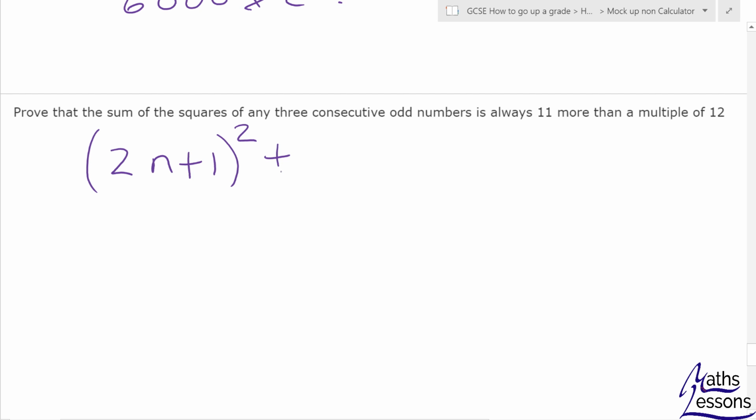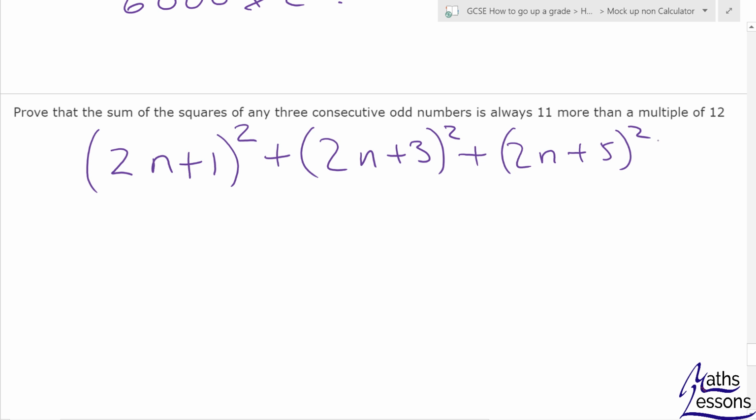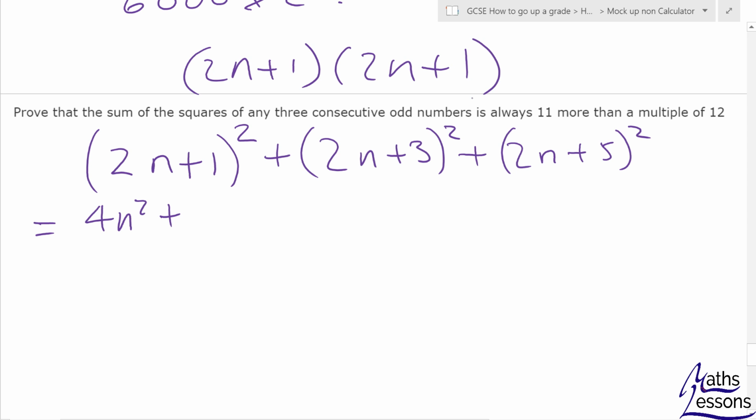So square that. Let's get the next odd number, which is going to be 2n plus 3, because we're going to add 2 on. And then the next odd number is going to be 2n plus 5. So there's the squares of 3 consecutive odd numbers. And now we've got to simplify that. So the first one is 2n times 2n, which is 4n squared. Plus, now this is where a lot of people go wrong. 2n plus 1 squared is the same as 2n plus 1 times 2n plus 1. So we need to do 2n times 1, which is 2n, and 2n times 1, which is also 2n. So that will give us 4n in total. 1 times 1 is 1.